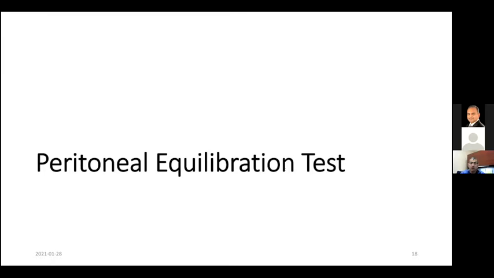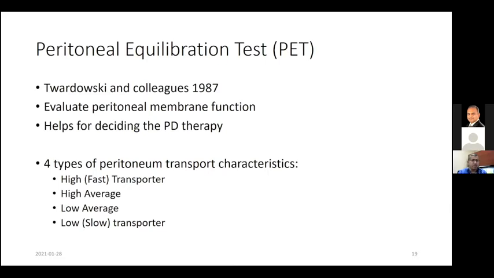This was actually devised by Dr. Twardowski and his colleagues in 1987. They had started PD and determined that there are different ways, and not all people have the same clearance. They plotted it out and found something on the Twardowski curves, which I'll come to.